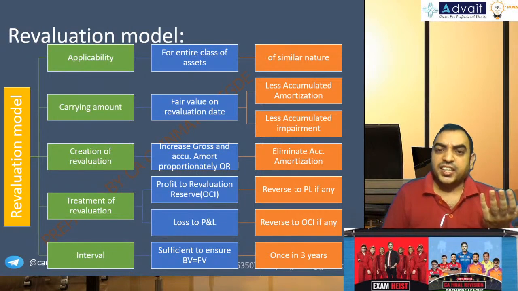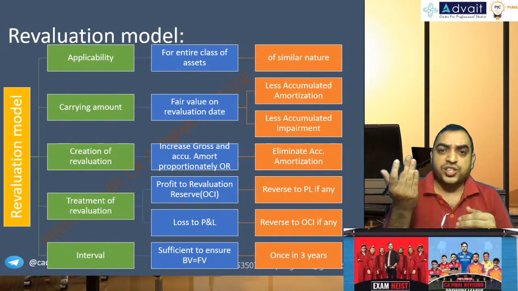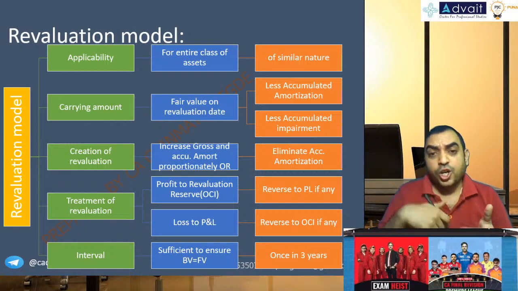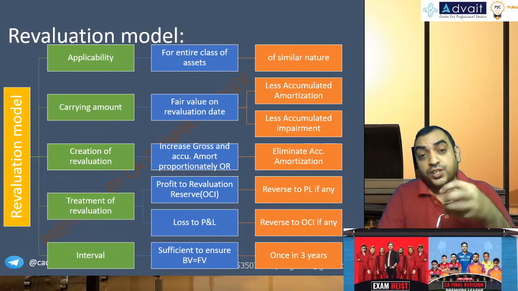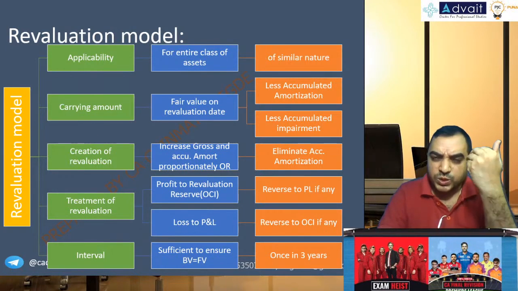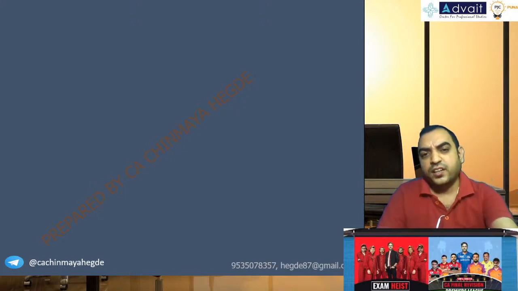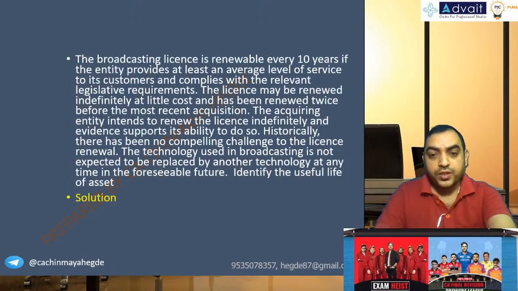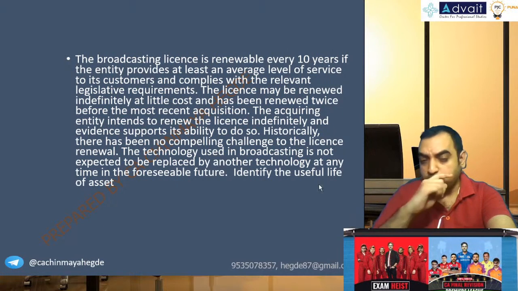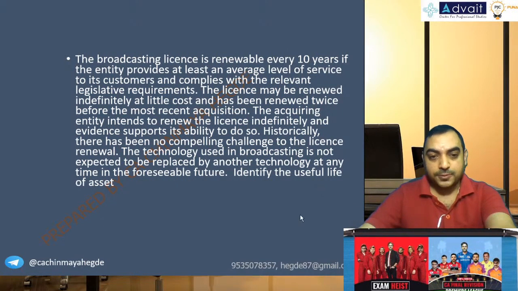You increase the asset, increase the liability, create revaluation surplus. It will go to OCI. On the event of derecognition, it will never come to the P&L account. Additional depreciation due to revaluation can be transferred to retained earnings. All those concepts are the same, no difference as such. So we will go to problems, but before problems, if you have any questions, please ask.